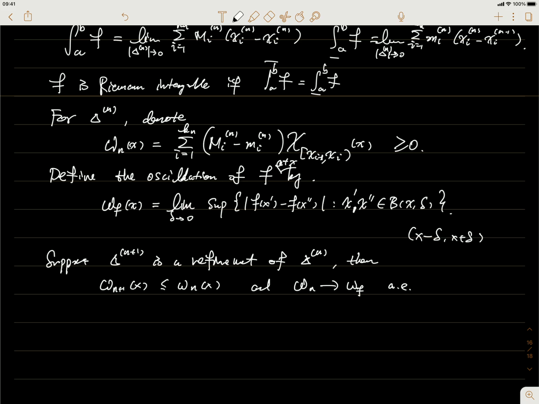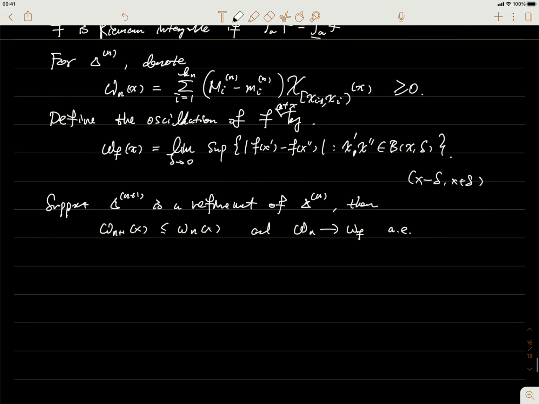Just in case you chose a point that happens to be on one of the partition points, you probably do not capture the variation at that point, but at least it goes to Wf almost everywhere. Okay, now with this, we can try to explain the relation between the Riemann integral and the Lebesgue integral.